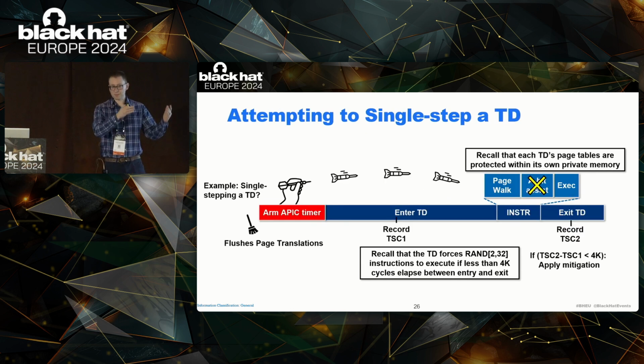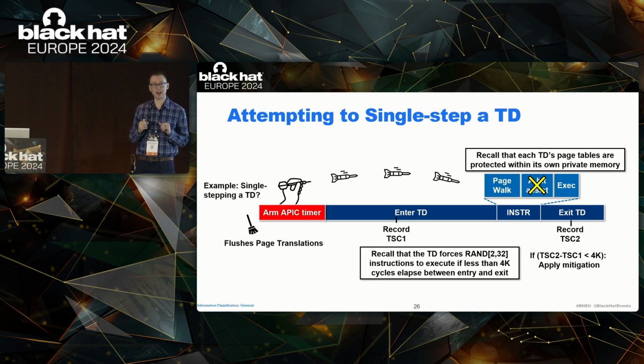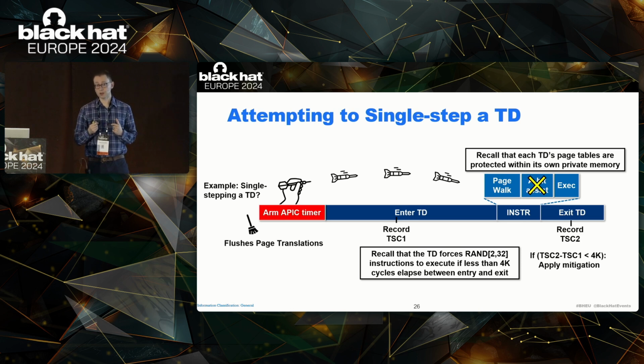So progressing from single-stepping SGX to trying to single-step TDX, the attacker encounters some additional challenges. The first challenge is that the page tables in TDX are isolated. They are protected within the trust domain's private memory. So the attacker can't manipulate metadata on the page tables to try to trigger additional microcode assists that might add latency to the instruction. The second challenge is, as my colleague Raju just explained, that there's a built-in mitigation now that the attacker has to contend with.